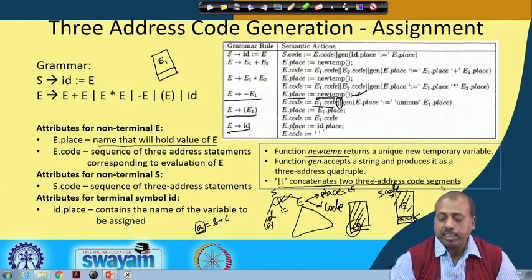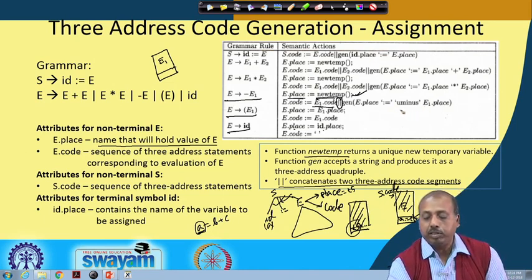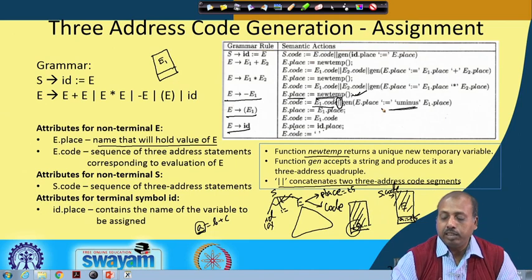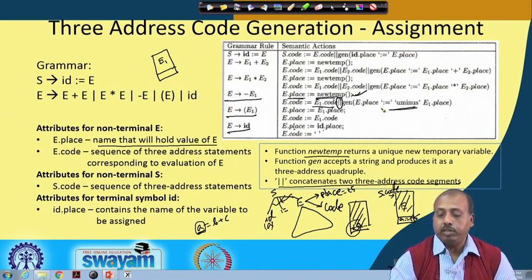So, E.place assigned as unary minus U1.place. This particular code will be generated. This unary minus will be introduced, and U1.place is the name of the variable that holds the value of U1. That will be negated by this unary minus symbol and assigned to E.place.